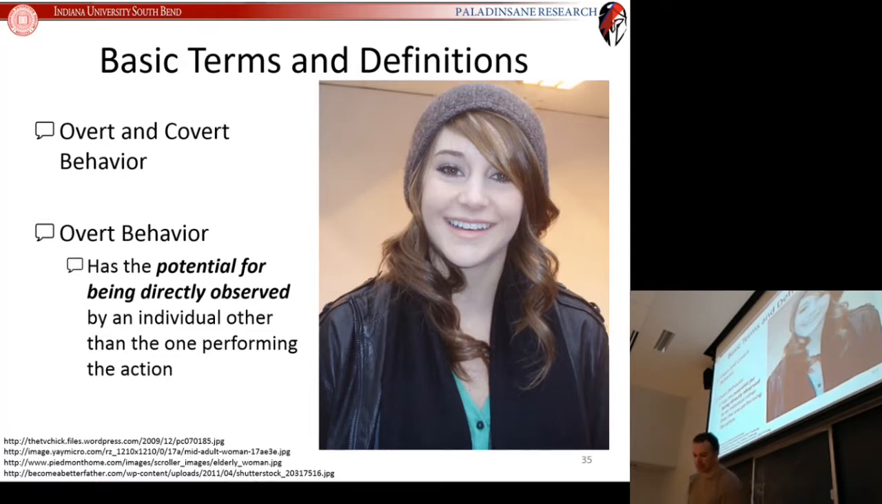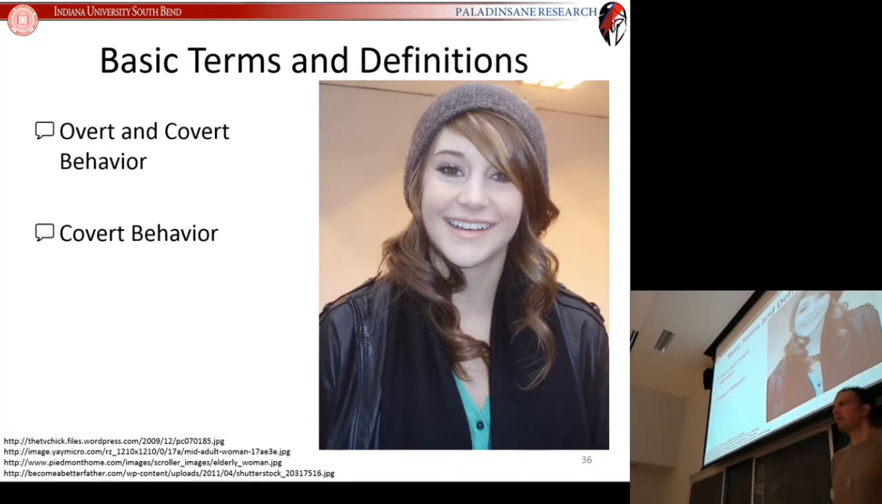So here, just to give you another example, for this individual here, her smile is an overt behavior. It has the potential to be observed. Somebody other than herself can take a look at her face and say, yes, she is smiling. I can observe that behavior.